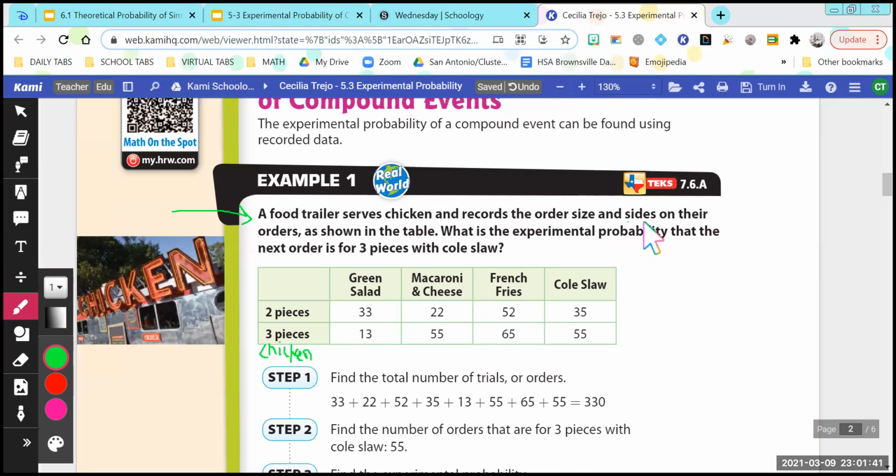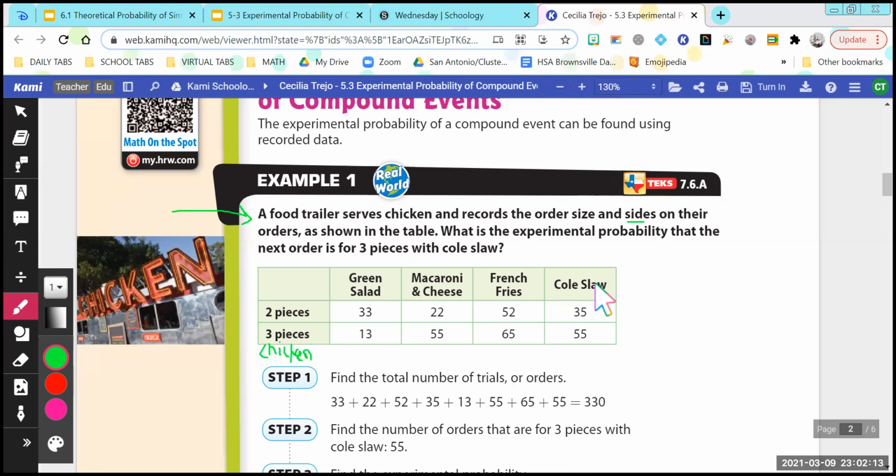And it also said that they gave us sides. So their customers can choose what they want to eat on the side with their chicken. And they have four options, right? You can choose a green salad, macaroni and cheese, french fries, or coleslaw. Those are the four options of sides that they have. So they can choose between two pieces of chicken or three pieces of chicken and one of four sides: a green salad, mac and cheese, french fries, or coleslaw.